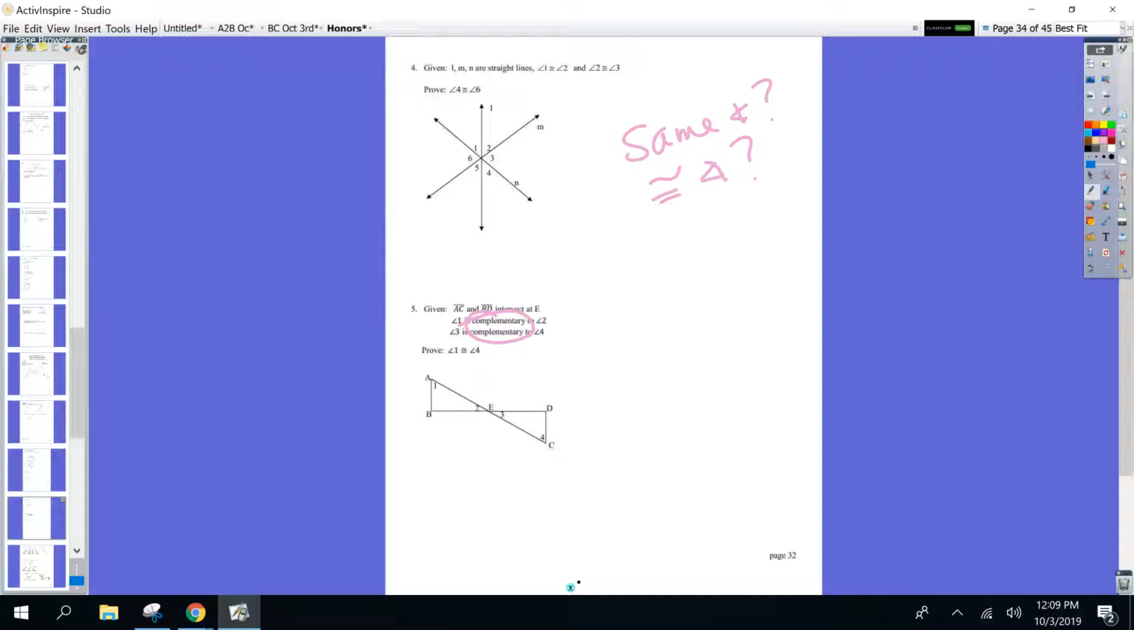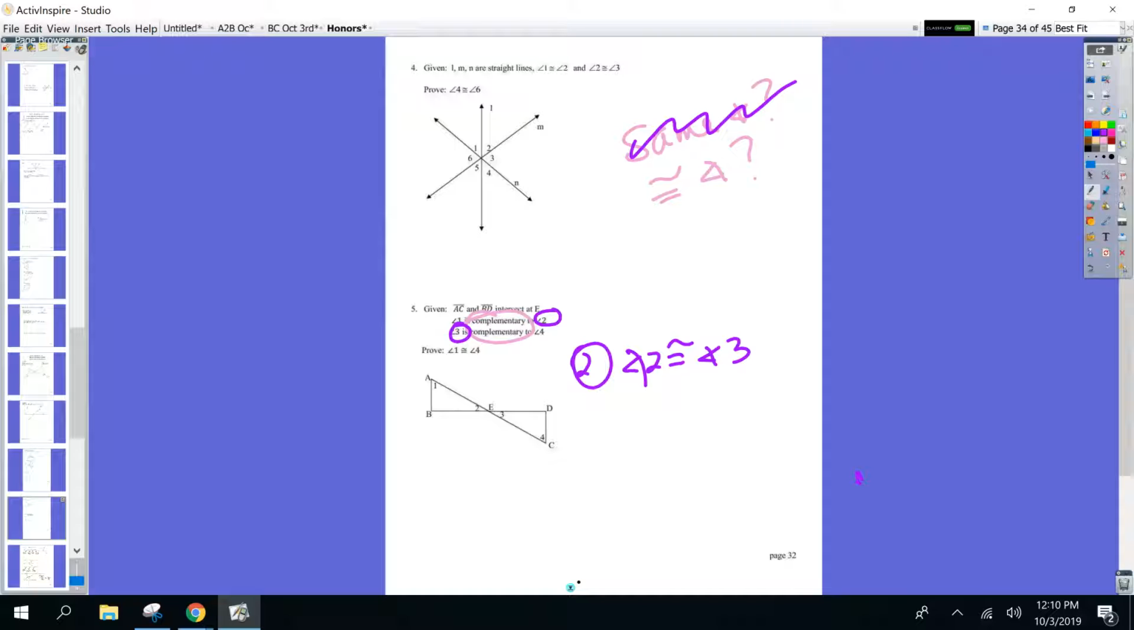Complementary to which angle? 2. And then angle 4 is what? Are 2 and 3 the same angle? No. But if you look at your diagram, what do you know about 2 and 3? So in step 2, you should have angle 2 congruent to angle 3. Vertical angles are congruent.